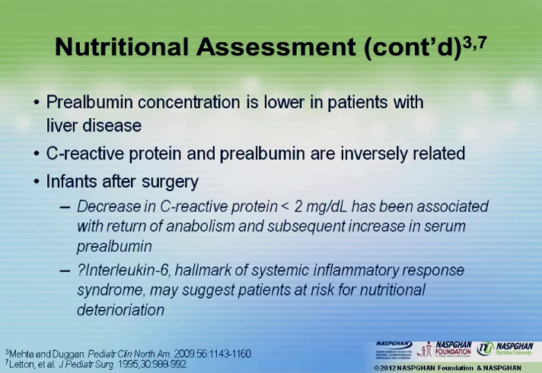Prealbumin levels, which we talked about earlier being a measure of intake, but in patients who have liver disease, they tend to be lower. You can see C-reactive protein and prealbumin being inversely related. And in one study that looked at a cohort of children who had cardiac surgery, a decrease in C-reactive protein was associated with a return to anabolism and subsequent increase in serum prealbumin.